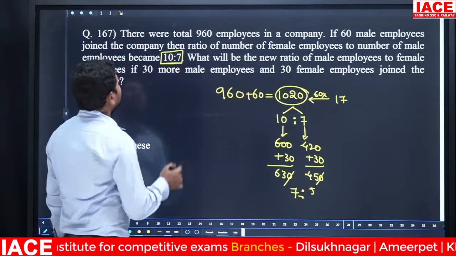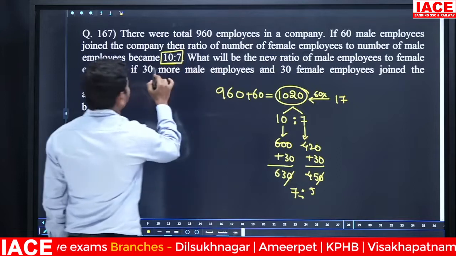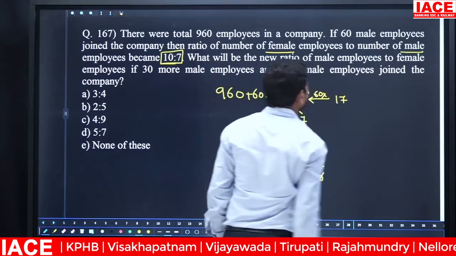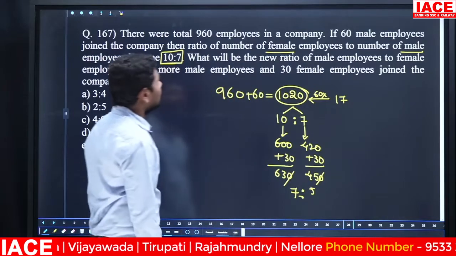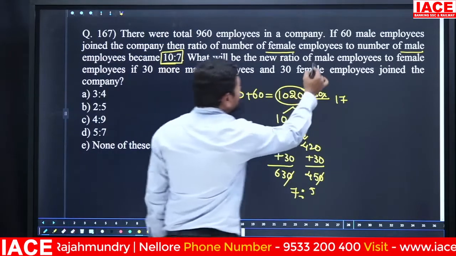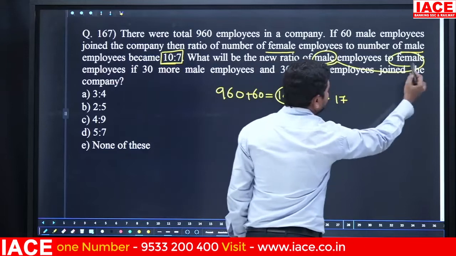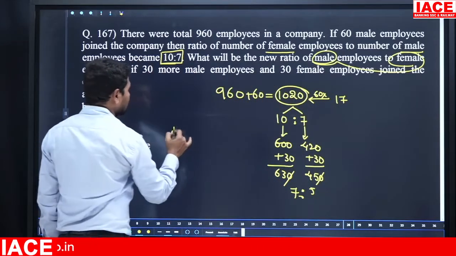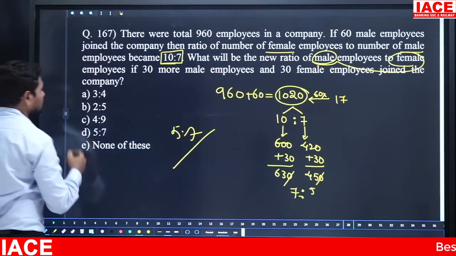7:5. But you can observe that this 10:7 is first of all female employees to male employees. Then what will be the new ratio of male employees to female employees? It is given female to male, but asking male to female. Asking male to female means the ratio is 5:7. Option D.